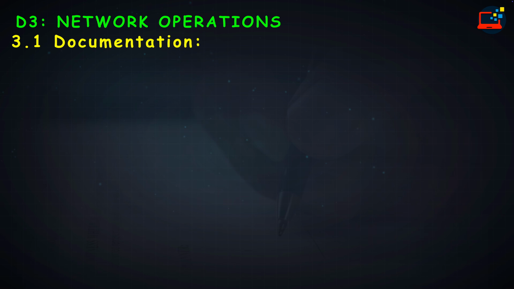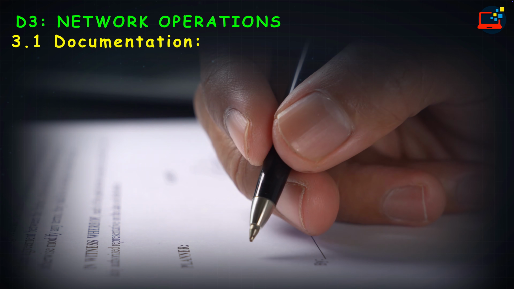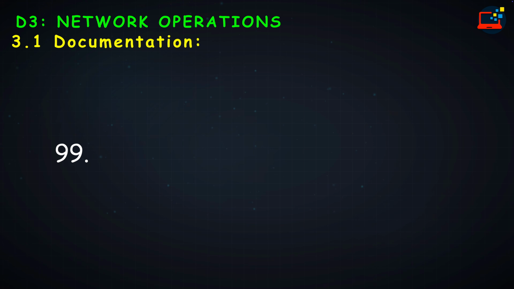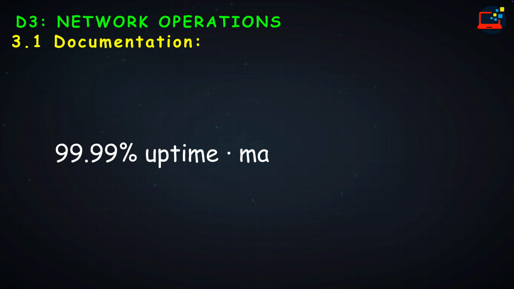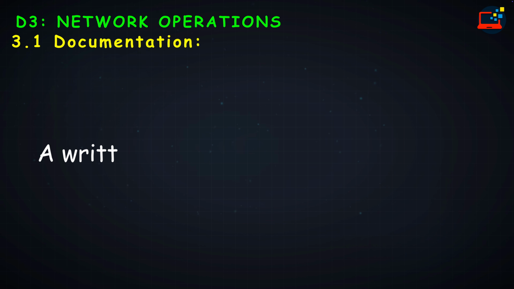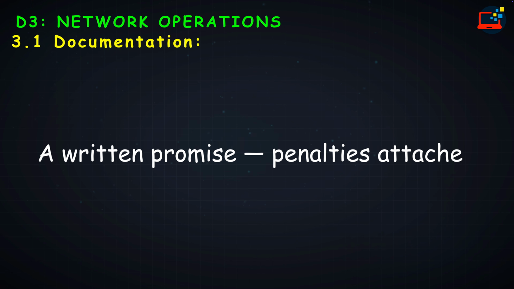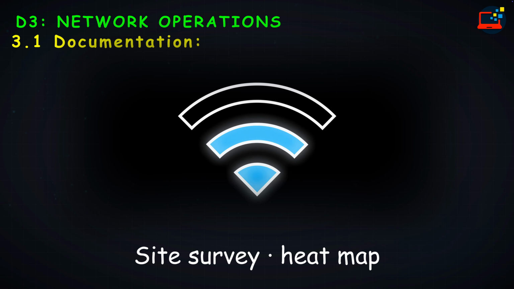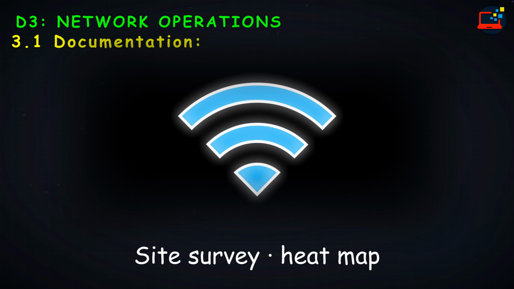A service level agreement, an SLA, is a contract that defines the minimum service a provider will deliver, 99.99% uptime, no more than 4 hours of unscheduled downtime. It's a written promise with penalties attached. And for wireless, a site survey maps every access point and frequency in range, and a heat map shows how the signal propagates as you walk the building.